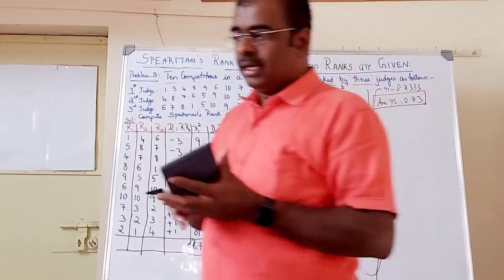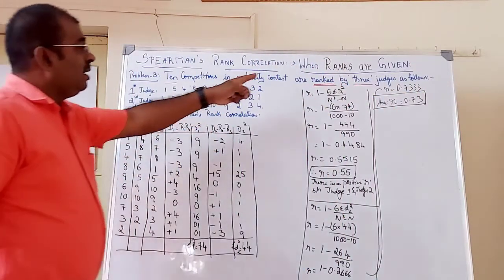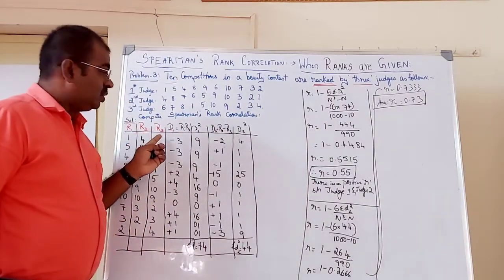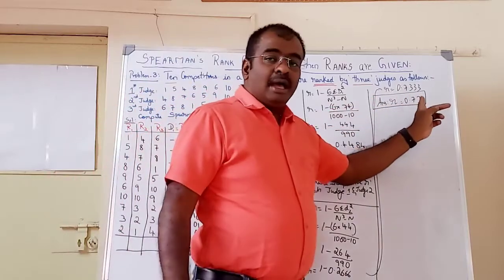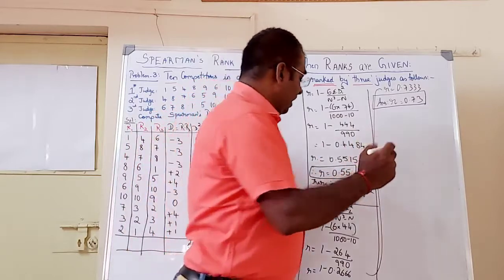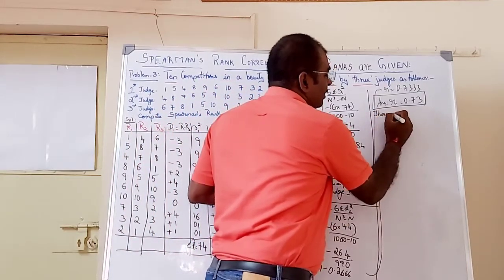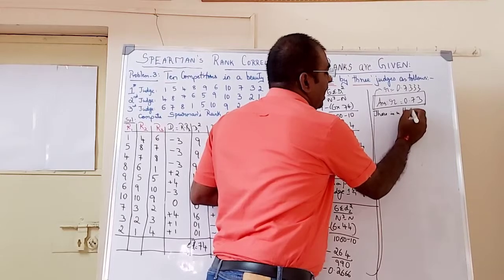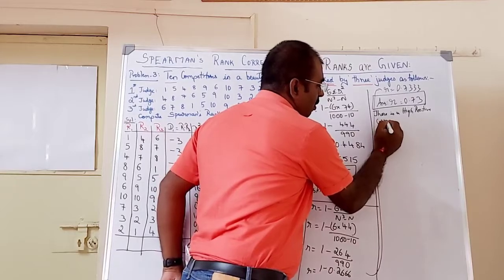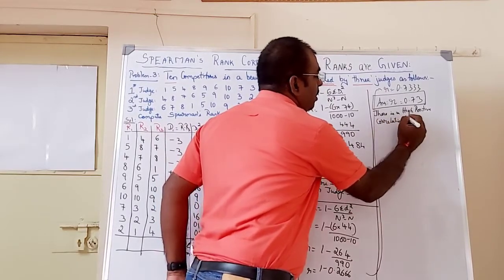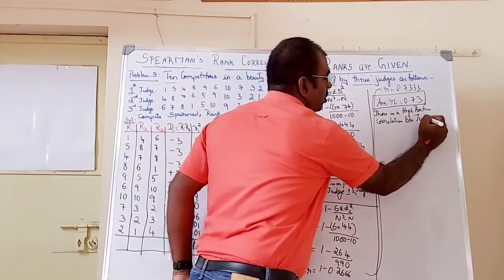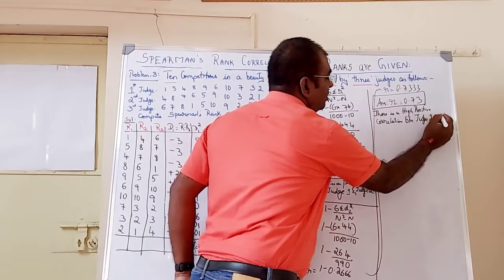So now what we can conclude is that for the rank correlation between judge 2 and judge 3, there is a high positive correlation, which is 0.73. So the interpretation is that there is a high positive correlation between judge 2 and judge 3.